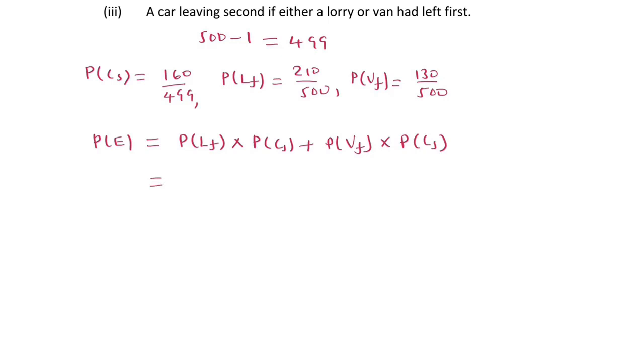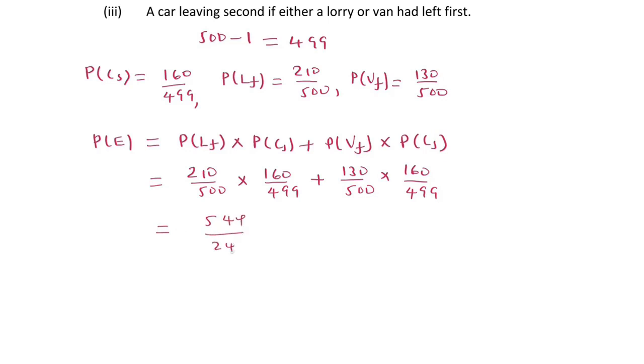Now let us substitute the values into our formula. Then our equation is going to be 210 over 500 times 160 over 499 plus 130 over 500 times 160 over 499, of which after solving the values we are going to have 544 over 2495, and this is going to be our answer.